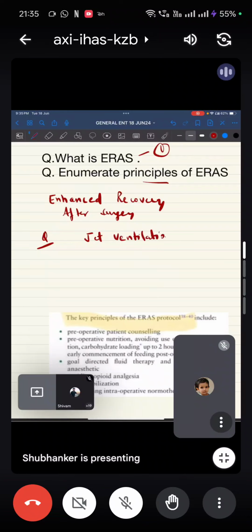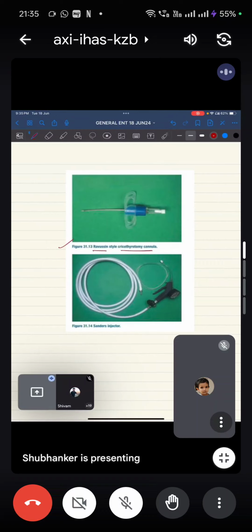ठीक है? आज का तीसरा to-do thing हो गया, ठीक है? We'll read about jet ventilation also, the principles of jet ventilation, 2 images are there in jet ventilation, ठीक है? Now see, I found these, there is no practical theory about these two things, but I found these named images, so that's why I included them. Okay, this is your Ravussin-style cricothyrotomy cannula, and this is a Sanders injector.